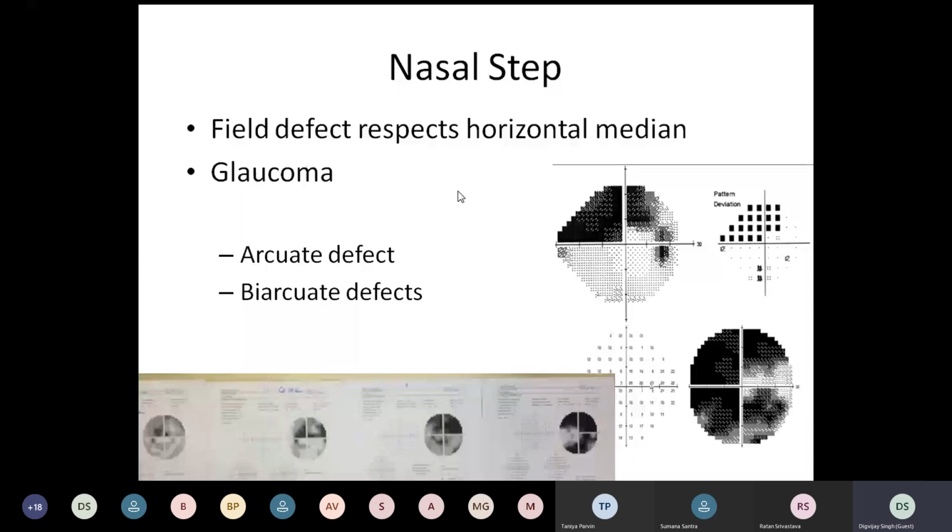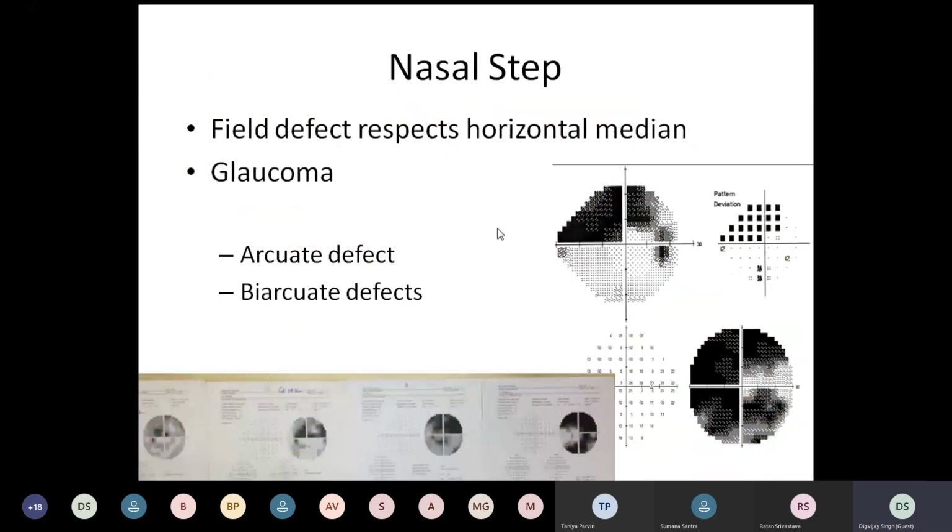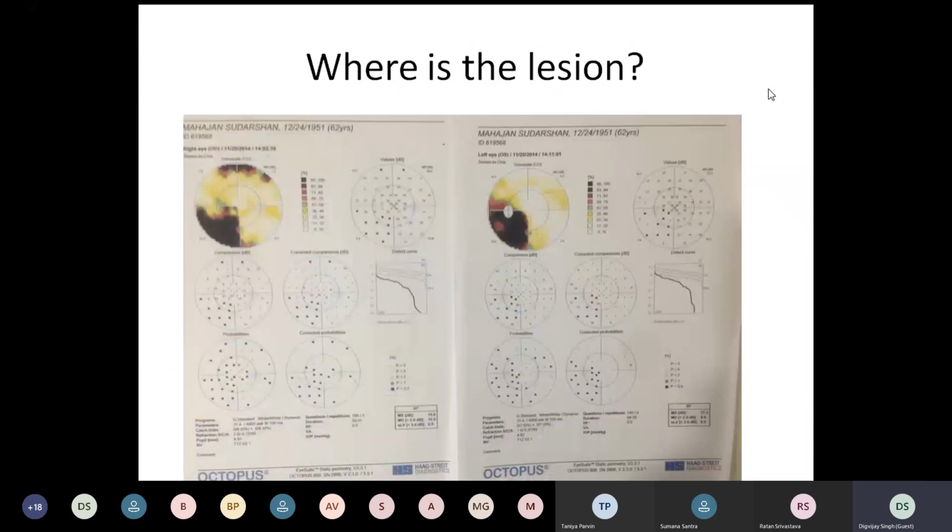Nasal step is seen in glaucoma. Here you can see that the field is respecting the horizontal meridian. In glaucoma, you typically get arcuate defects, which may look like this, starting from the blind spot and then moving on, or biarcuate or advanced defects. This is what progression in glaucoma may look like, from early to moderate to severe to advanced. Remember that you have to be able to differentiate a glaucomatous field defect from a neuro-ophthalmic field defect. So nasal step is not a neuro-ophthalmic field defect. Okay, let's look at this. Where do you think the lesion is on this Octopus field that you can see?